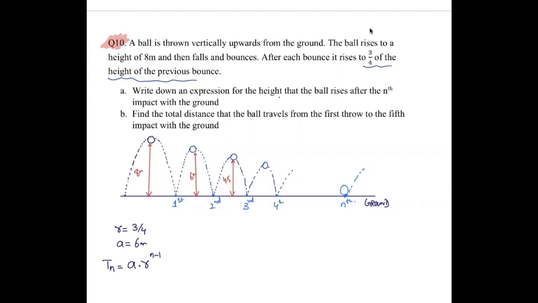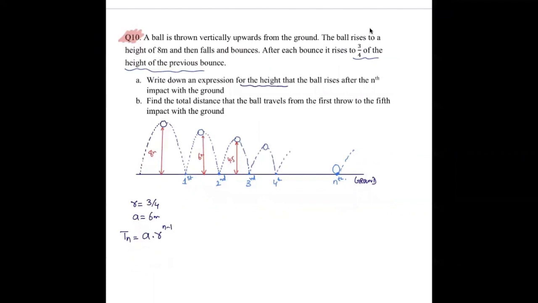Okay. The expression for the nth term, not the sum, the nth term. You need to write down the expression for the height. The first height is 6. After the first impact, the second height is 4.5 and so on. You need to come up with the nth expression after the nth impact. So it's a geometric progression. The first term is 6. The common ratio is 3/4, to the power of n minus 1.